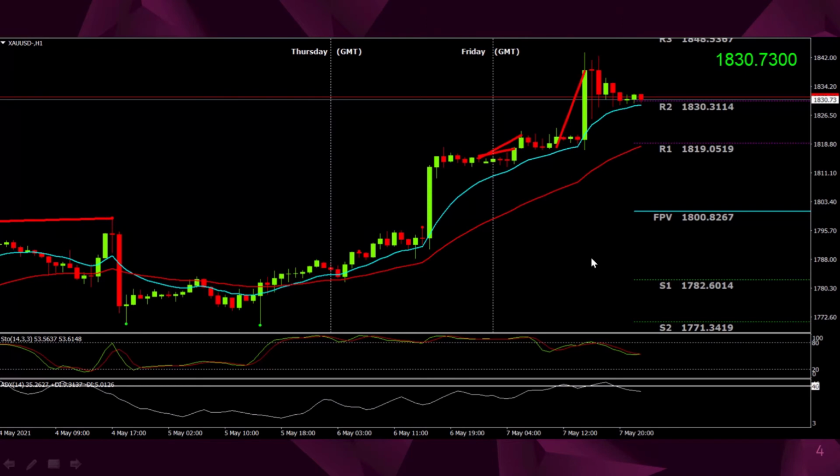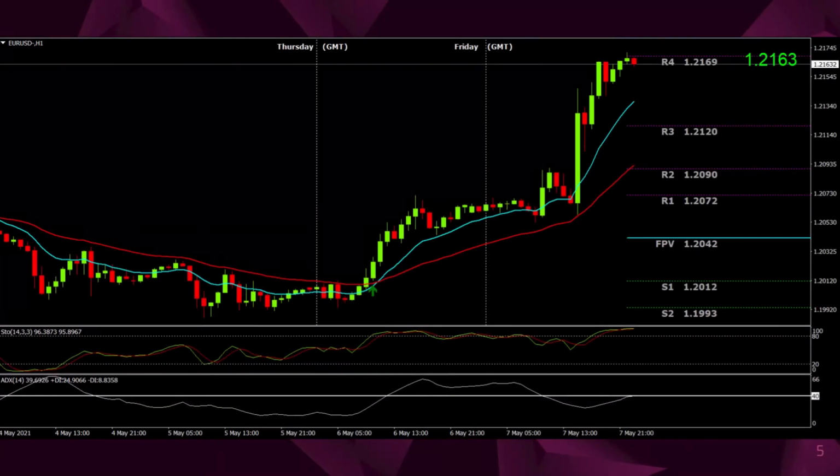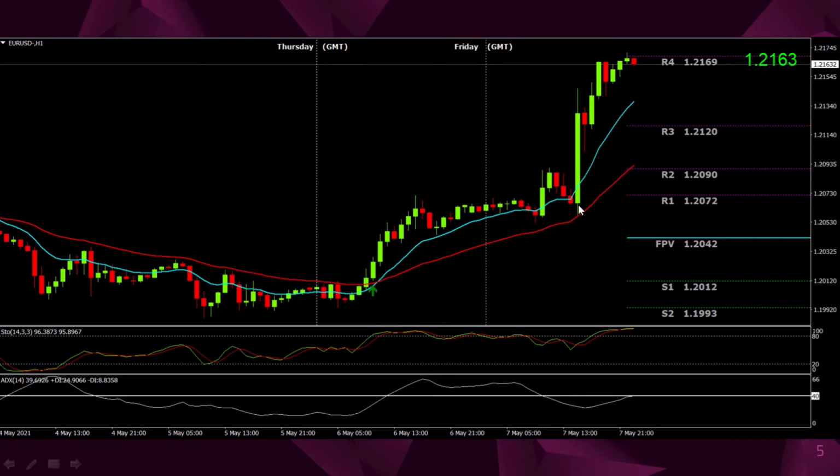Now this works also on currencies. Here's just an example of the Euro US. We have it consolidating here at this first resistance level, 1.2072. Then the non-farm payroll news came out, which was bad for the US, so the Euro went up like a rocket. And it came up to R3. This went past the first resistance level, of course, because the news was so dramatic. And then it consolidated for a couple of hours at the next resistance level.